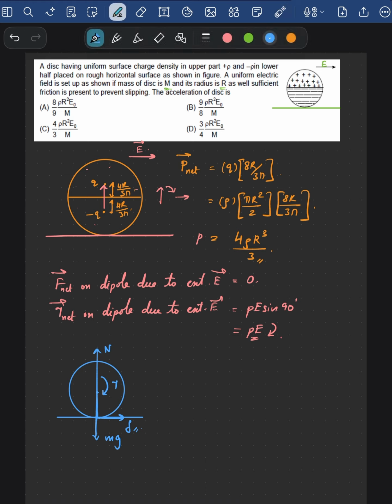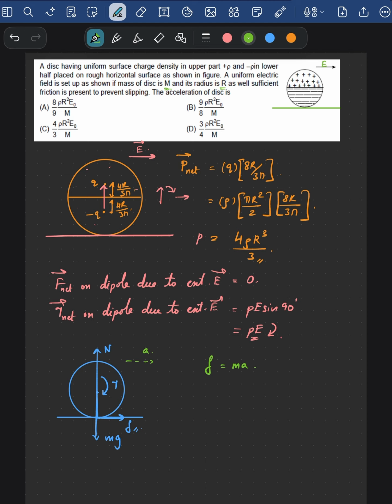And now since we need to calculate acceleration of the disk, this is a standard combined translation and rotation equation which we'll be writing over here. The three equations we'll be writing: net force is equal to mass into acceleration of center of mass. Let me assume acceleration is in this direction. So my equation is F = ma, where a is the acceleration of center of mass.